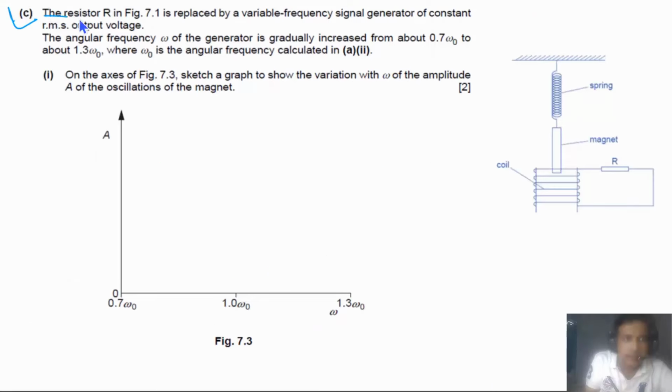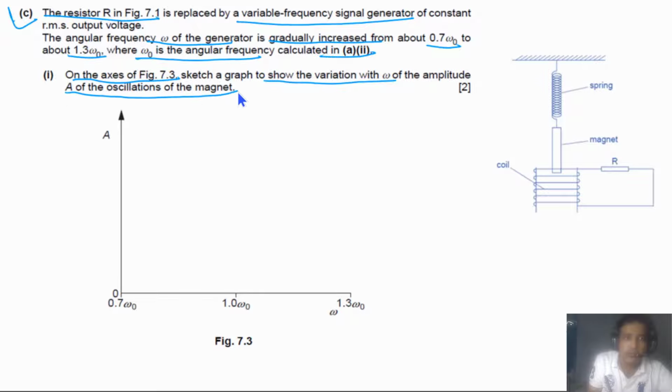Part C says the resistor capital R in figure 7.1 is replaced by a variable frequency signal generator of constant RMS output voltage. The angular frequency omega of the generator is gradually increased from 0.7 omega naught to 1.3 omega naught. Omega naught is the angular frequency calculated in A2. For part C1, on the axis of figure 7.3, sketch a graph to show the variation with omega of the amplitude A of the oscillation of the magnet.